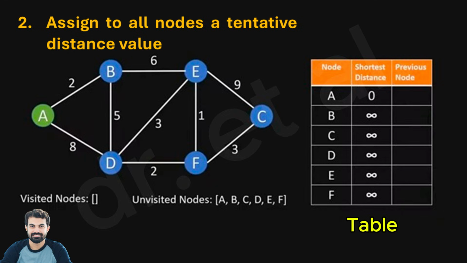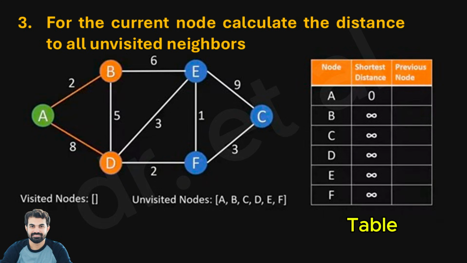Now let's begin the first iteration. Starting at node A, we calculate the distances to all its unvisited neighbors. The distance from A to B is 2, and the distance from A to D is 8. Now we update our table on the right. If we discover a shorter distance to any unvisited node, we update their values.